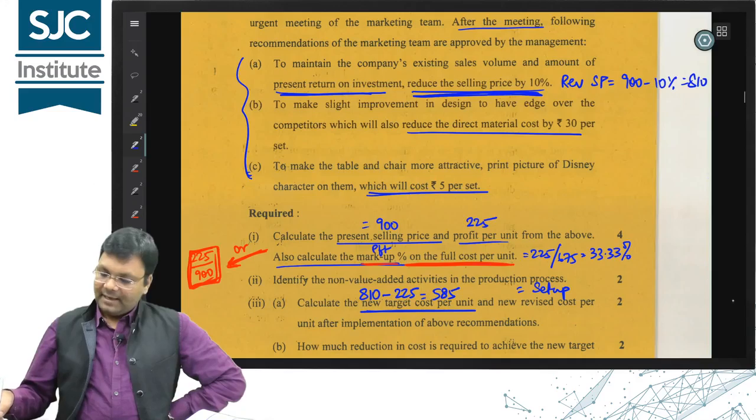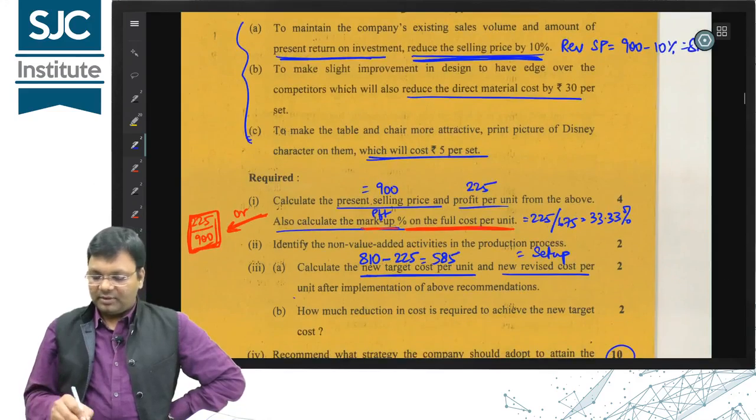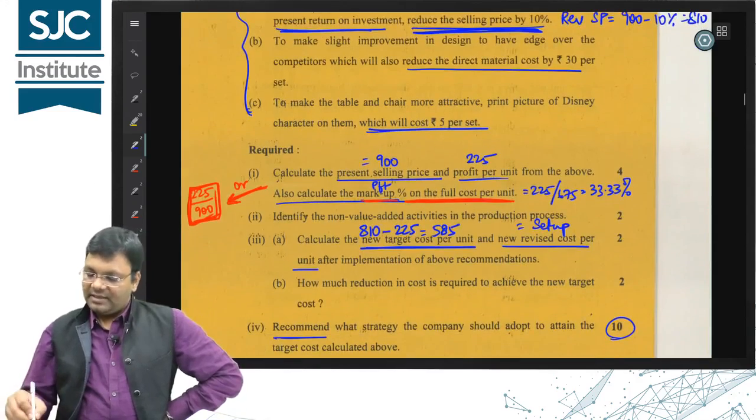Alright. And then they are asking new revised cost per unit. Revised cost per unit. Current cost was 675.